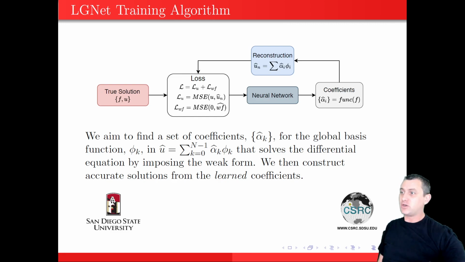The main purpose of the Legendre-Galerkin deep neural network is to learn a set of coefficients to reconstruct the solution to the partial differential equation. We do this by utilizing the forcing function as the input to a neural network to learn an arbitrary function that is the solution to the differential equation. Once we've found this set of coefficients, we can reconstruct through the global basis function, phi, the solution to the differential equation. And then we can impose the weak form of the derivative in order to regularize our neural network and further improve the optimization algorithm in the loss function.